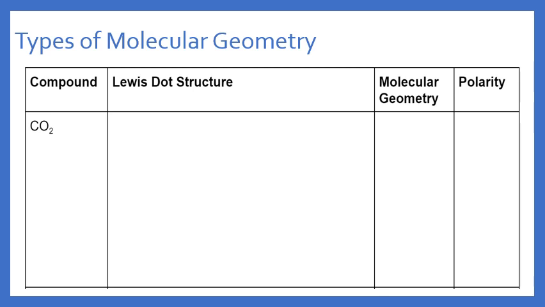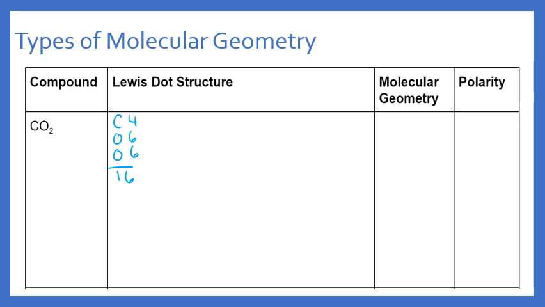So we're going to look at the compound, draw its structure. I'm going to tell you what the name of its shape is, and then I'll tell you if it's polar or nonpolar. Okay? So we have CO2. So we're going to list out. We have carbon, 2 oxygens. Carbon has 4 valence electrons. Oxygen has 6. That's a total of 16.